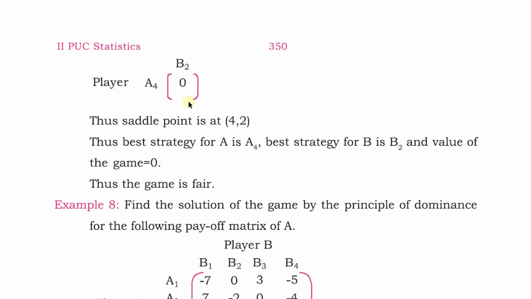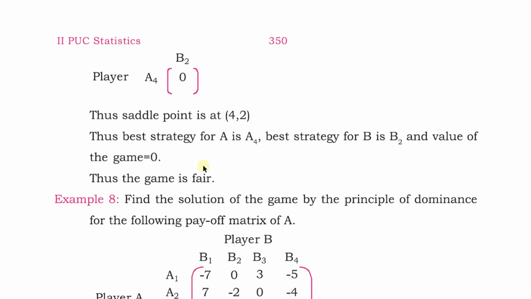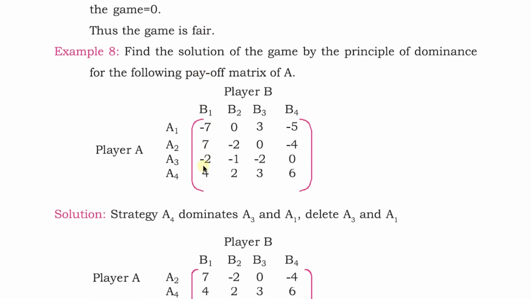You can see that in the saddle point the value here is 0. Therefore A didn't win anything, B didn't lose anything. It's a fair game. Okay. Now let us look at another example here.